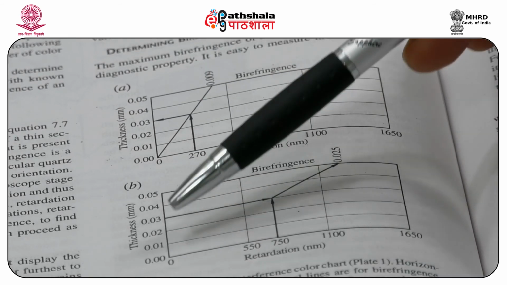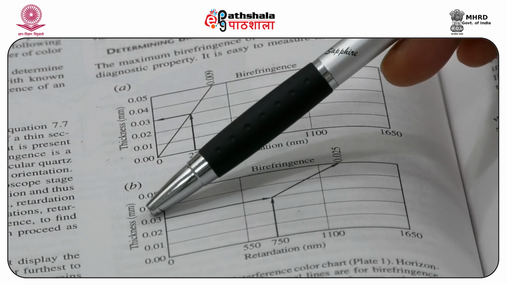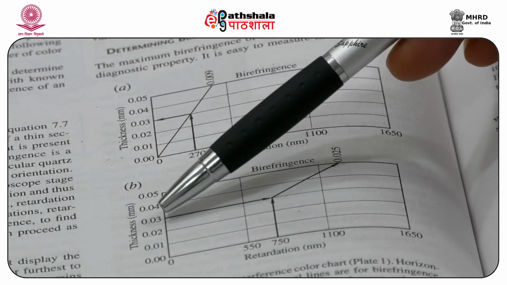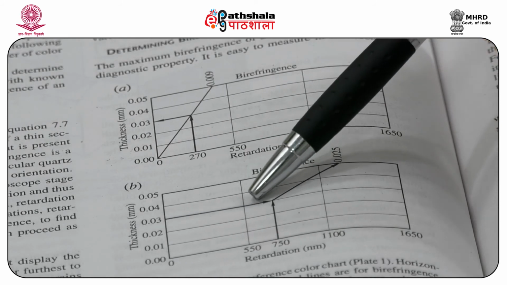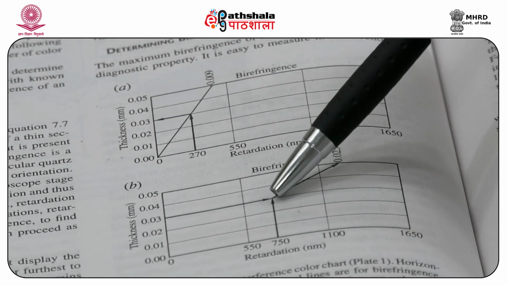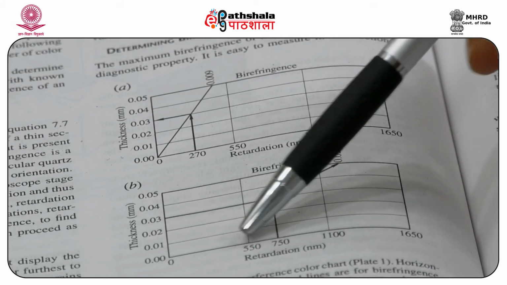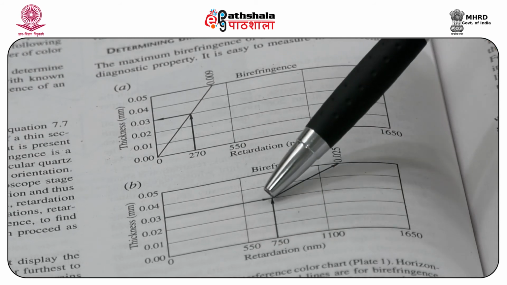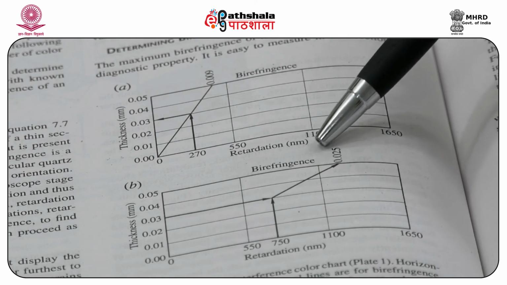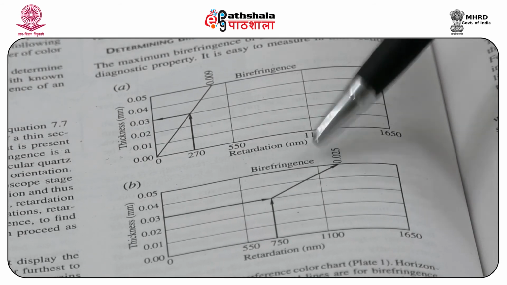Likewise, in the lower part of this diagram, if we know the thickness of the mineral, which happens to be 0.03 millimeter, we can come along the horizontal line and go down below to find out the retardation, which is about 750 nanometers, and the radial line coming out of the chart will give us the birefringence of the mineral which we are determining.